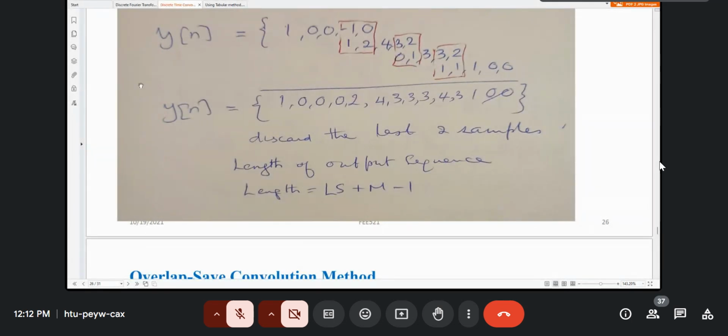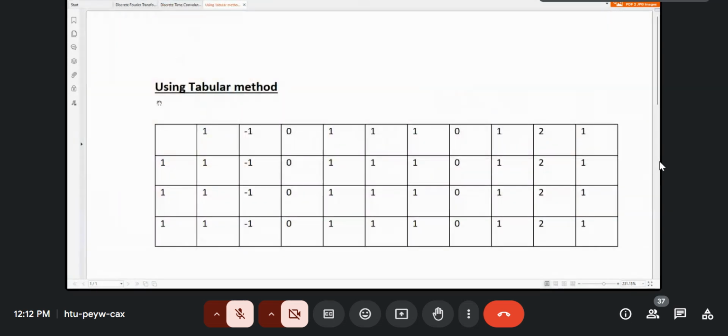Actually, I decided to create a table here just to counter check our answer using the tabular method. We know how the tabular method works. So you have here on one side, I hope you can see my table here. It should be visible. You can see my table.